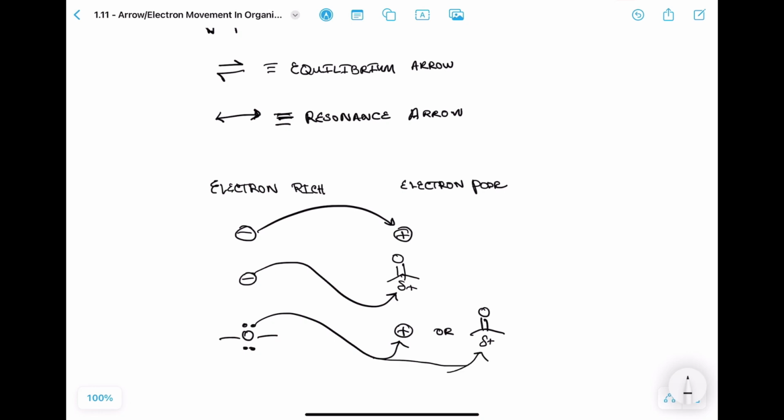I'll just connect the arrows. I don't want to do that so as not to confuse you, so I'll go ahead and create another structure and redraw the arrow. So here again, electron-rich. In this case, these are lone pairs. Lone pairs are electron-rich. And then here are full negative charges.